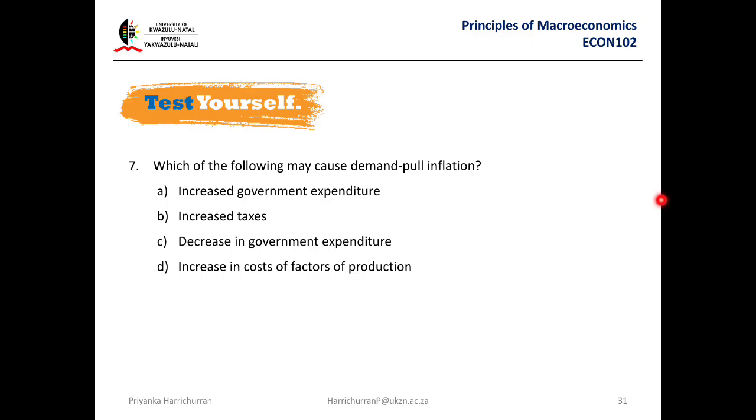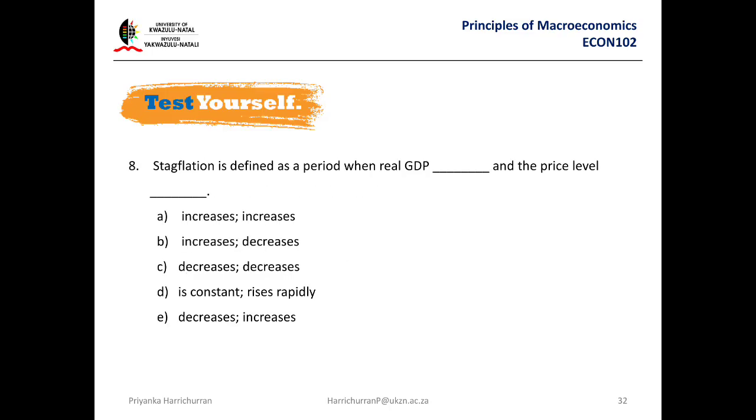Which of the following causes demand pull inflation? So what increases demand? Increase in government expenditure. I told you demand is represented as C plus G plus X minus M plus I. G is government expenditure, so the answer is A. Stagflation is a period where real GDP decreases and price level increases. And yeah, that's it.